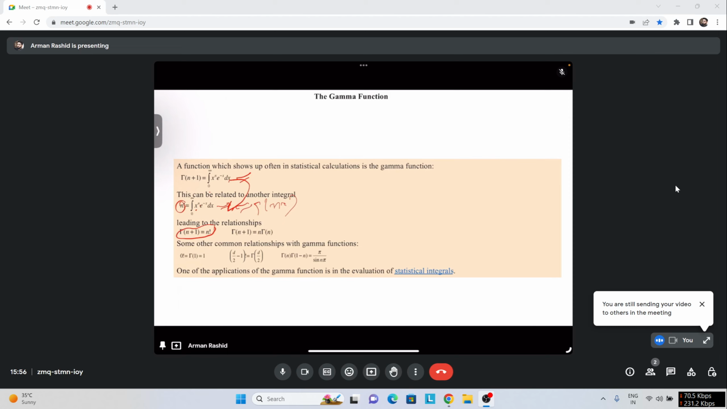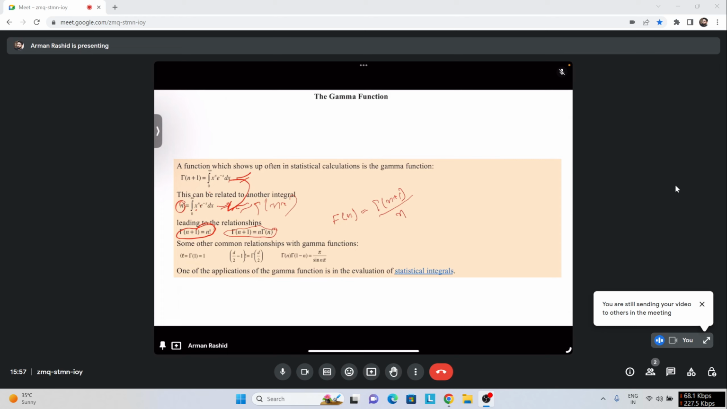Okay, and gamma n plus 1 is n gamma n. So if we have gamma n plus 1, then it is n gamma n. So we can say that gamma n is given by gamma n plus 1 divided by n. Okay, so this is the gamma function, we call it the gamma function.